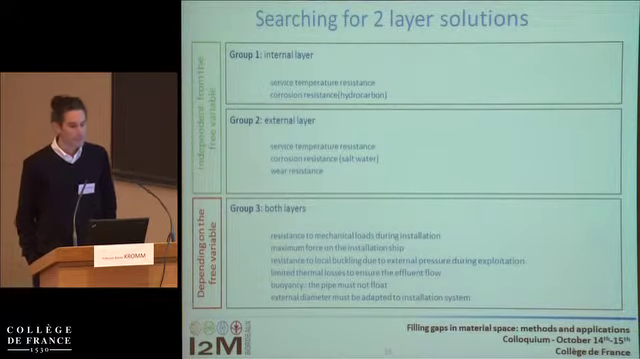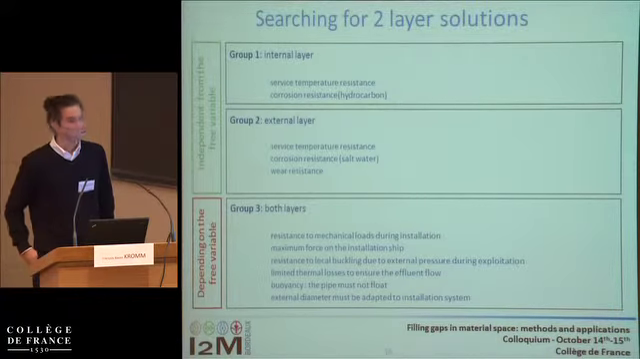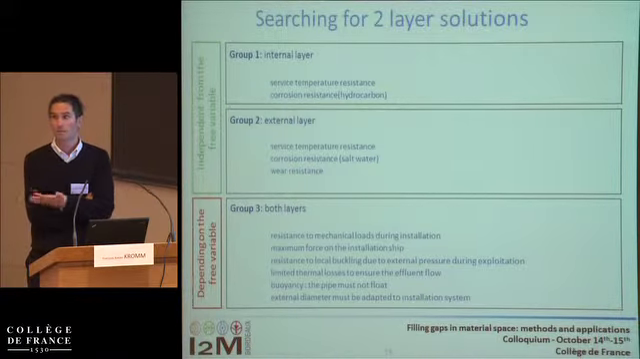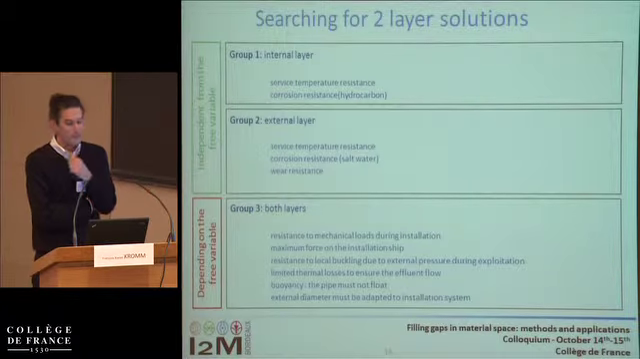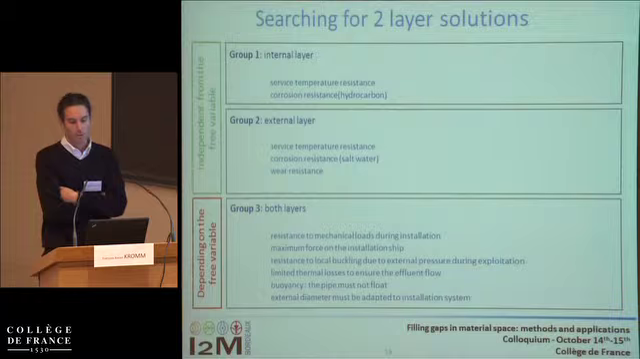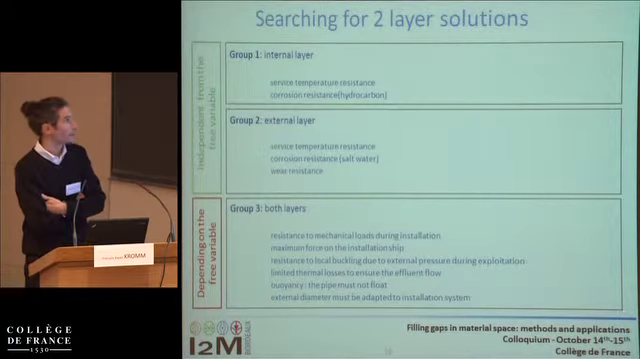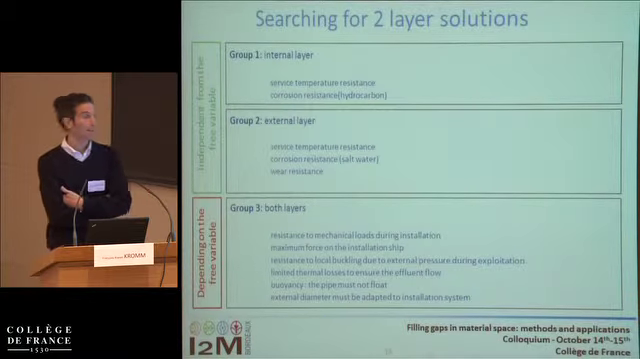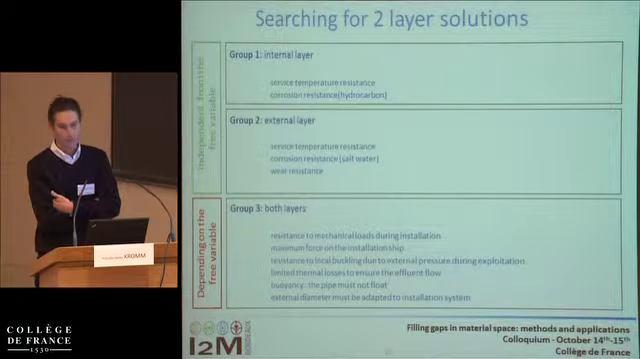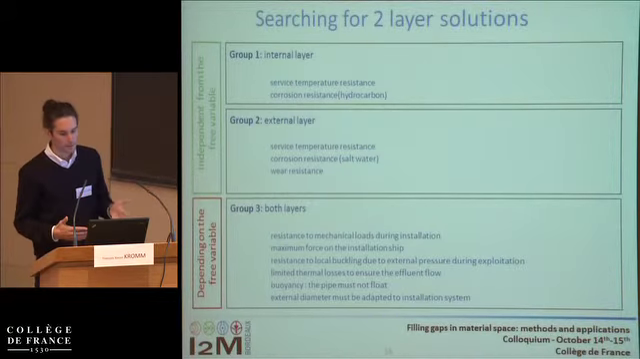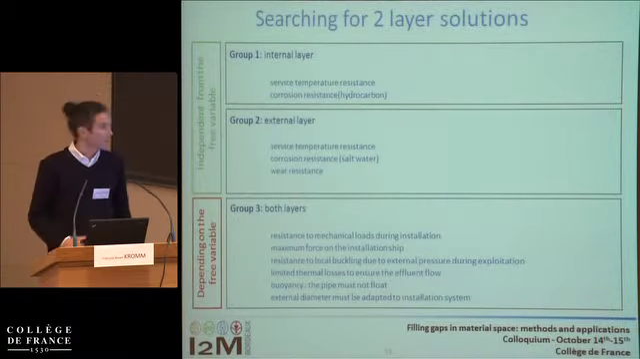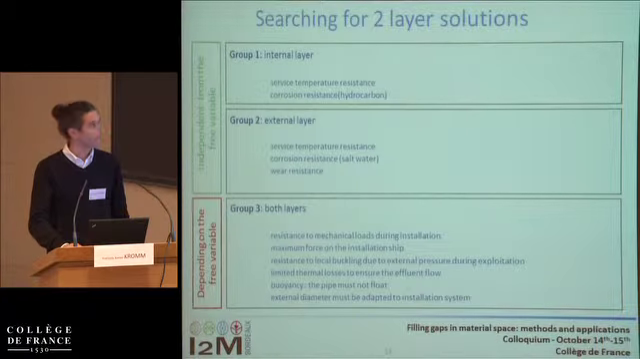The set of requirements has been separated into different groups. The first two groups were constraints that were independent from the free variable, so from the thickness, and concerned the internal and the external layer. And there was essentially a surface temperature, for example. And the third group concerned both layers and was depending on the free variable. It was about mechanical resistance, so the load that was exerted on the installation ship, and the thermal insulation, for example.